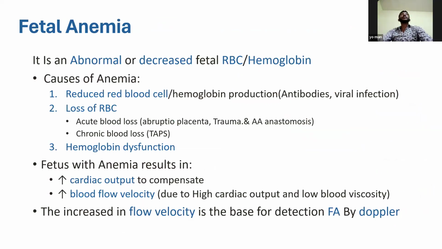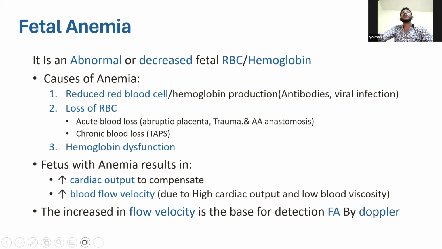Fetal anemia is an abnormal decrease in fetal RBC or hemoglobin. The cause could be reduced red blood cell production, loss of RBC, or hemodynamic dysfunction. A fetus with fetal anemia will have an increase in blood flow velocity. The increase in blood velocity is the basis for detection of fetal anemia by Doppler.